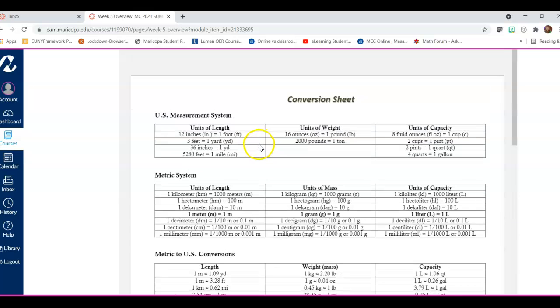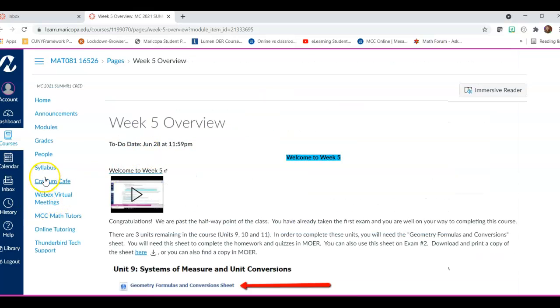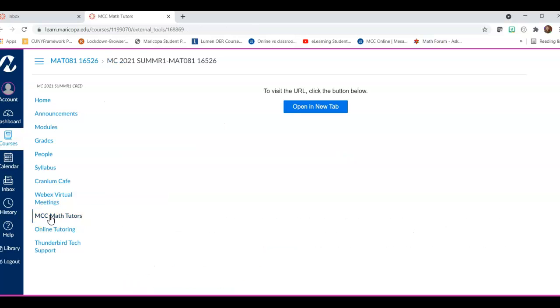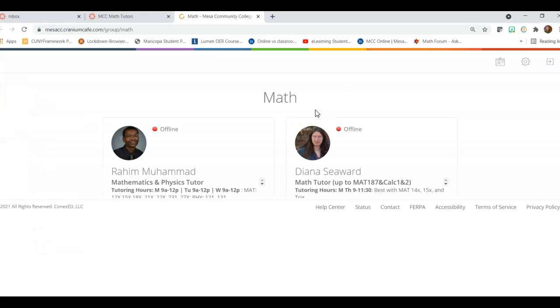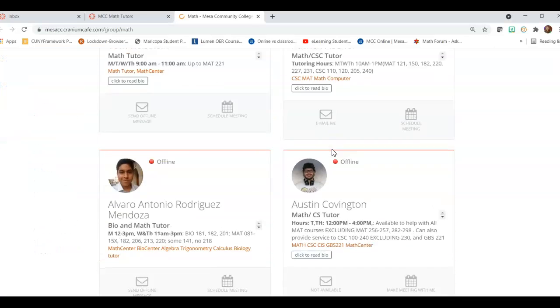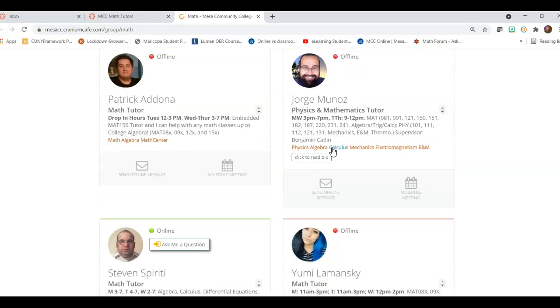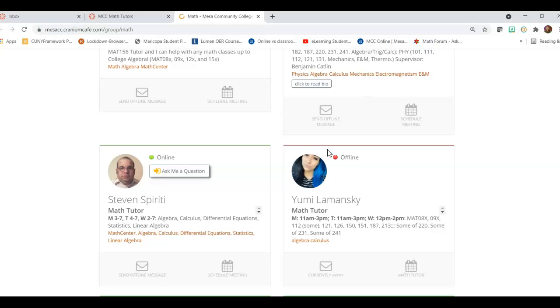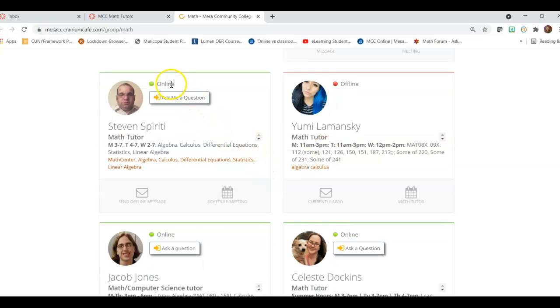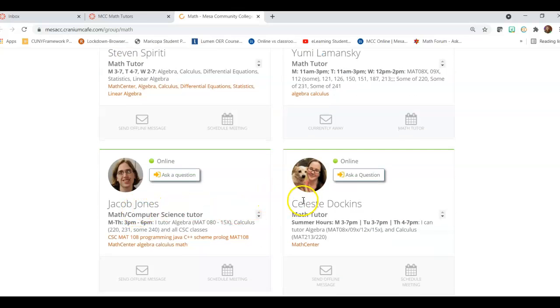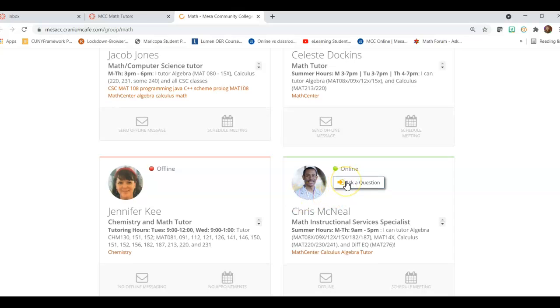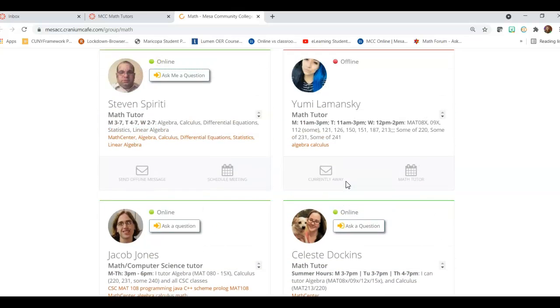And then last but not least, don't forget that we have our MCC Math Tutors always available. I always like to just refer you to the MCC Math Tutors link. Remember, all you have to do during the hours of operation is find somebody who is online. You just have to scroll and find somebody who has the green online icon, and you can just ask that tutor a question. So if I needed help right now, I could visit Stephen, I could visit Jacob, I could visit Celeste. Chris looks like he is available for right now. And then they rotate throughout the day.